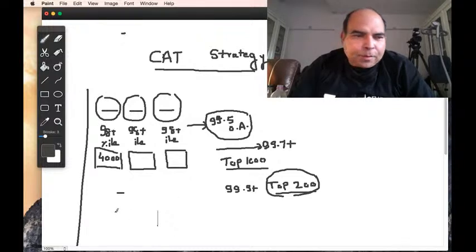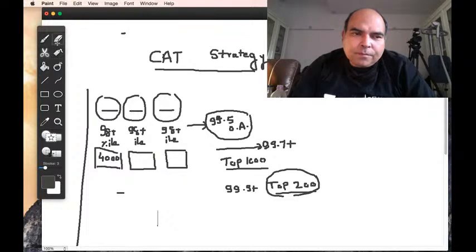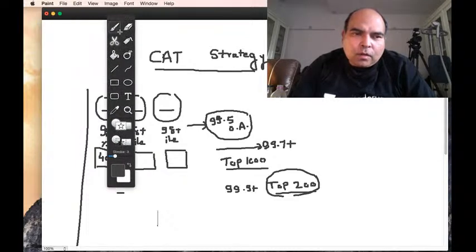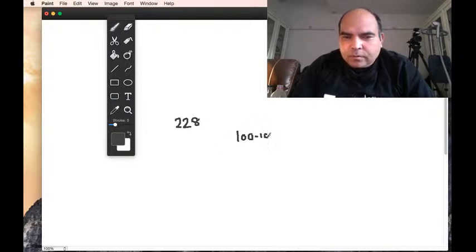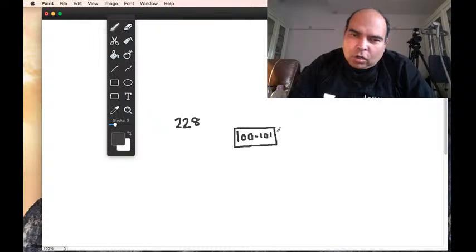Essentially, if you talk about the 228 mark exam that happened this year, 101 marks in 2 hours, on 101 marks you got basically 99 percentile overall.